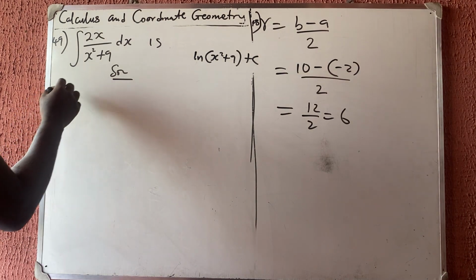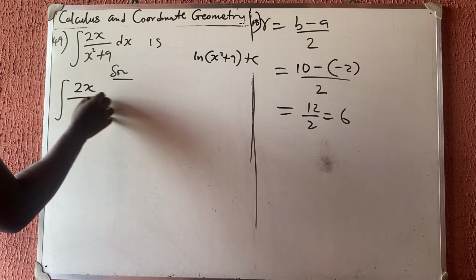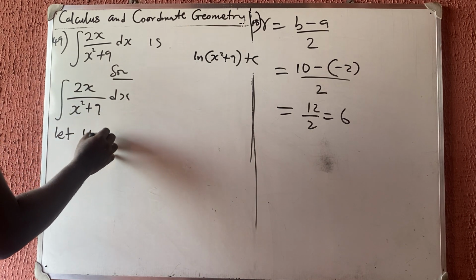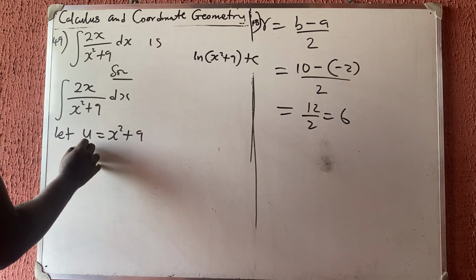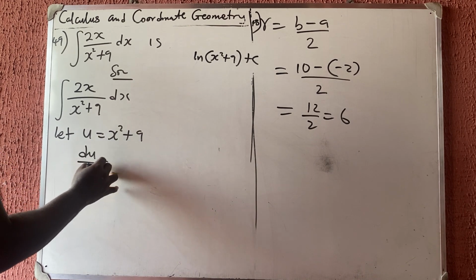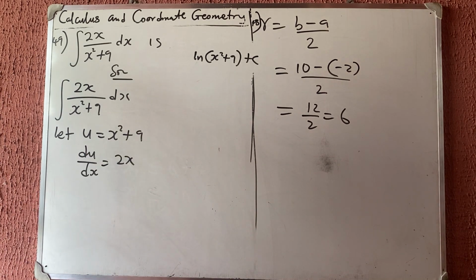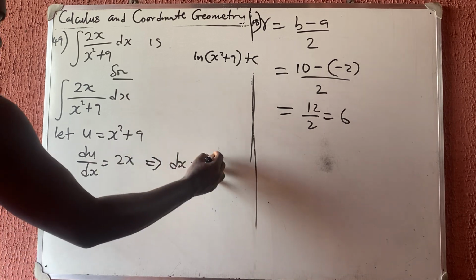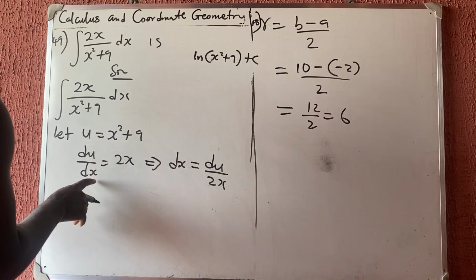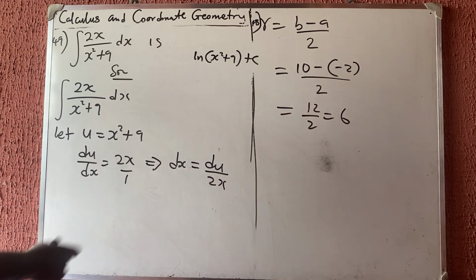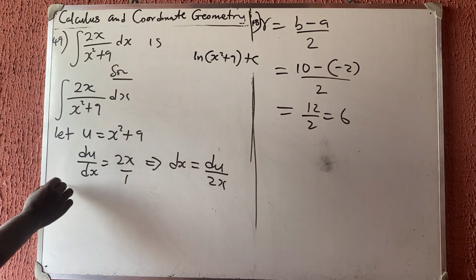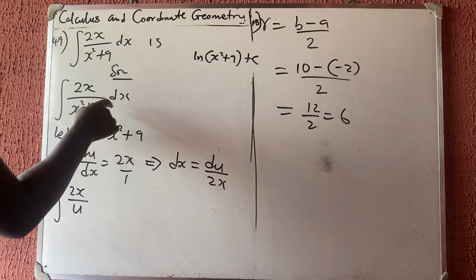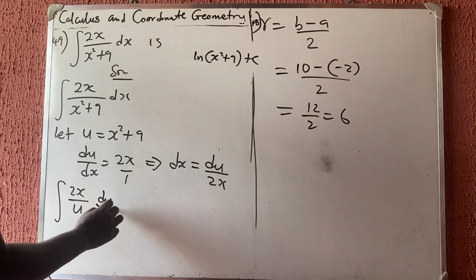That is the shortcut of getting it. So let us use the normal method. This is the integral of 2x over x squared plus 9, dx. We will say let u equal that denominator, x squared plus 9. So du/dx is 2x, which shows that dx is equal to du over 2x. They can change position. If you now substitute here, I have the integral of 2x over u, and then dx as du over 2x.